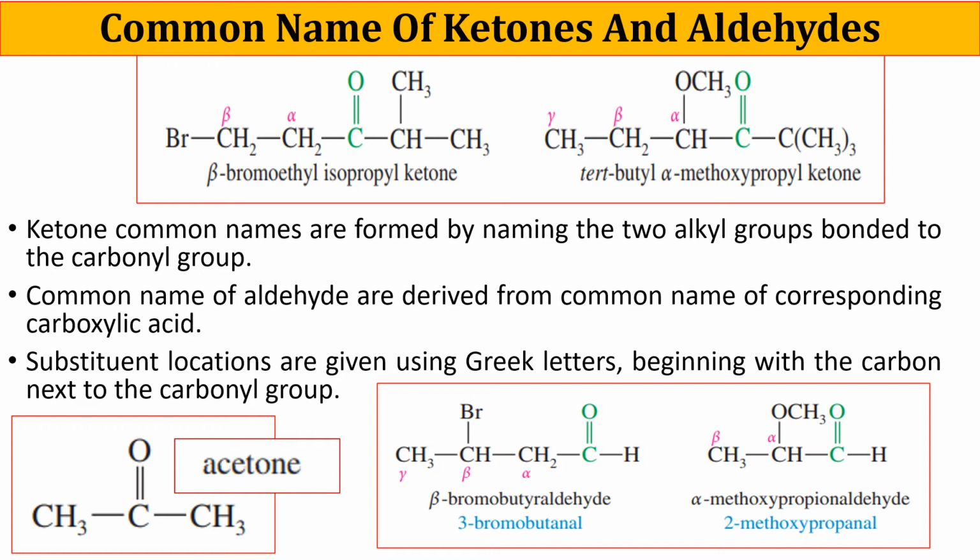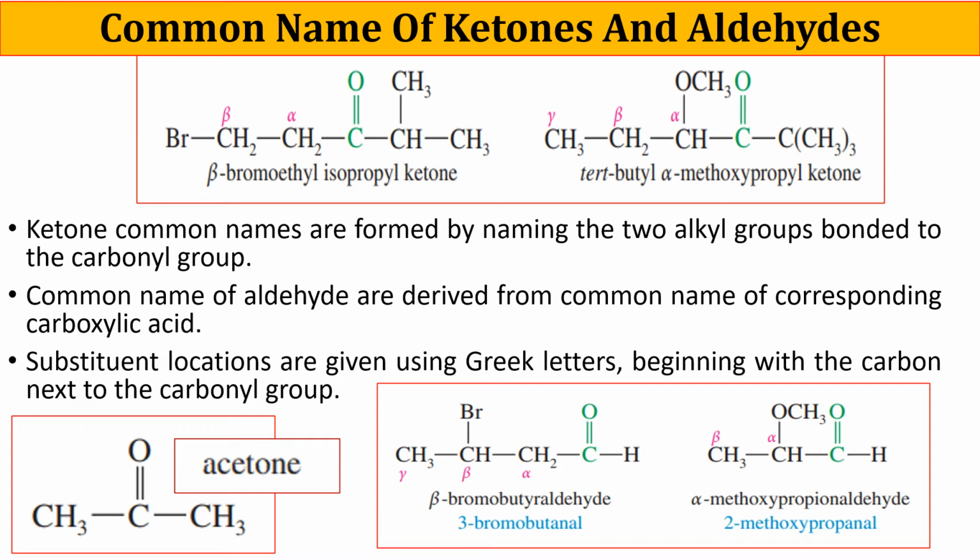Common names for aldehydes are derived from the common name of the corresponding carboxylic acid. These names often reflect the Latin or Greek terms for the original source of the acid or the aldehyde. Greek letters are also used with common names of aldehydes to give the location of the substituent. The first letter, alpha, is given to the carbon atom next to the carbonyl group, which is carbon number 2 in the IUPAC name. For example, 3-bromobutanal and 3-methoxypropanal are examples of aldehydes.